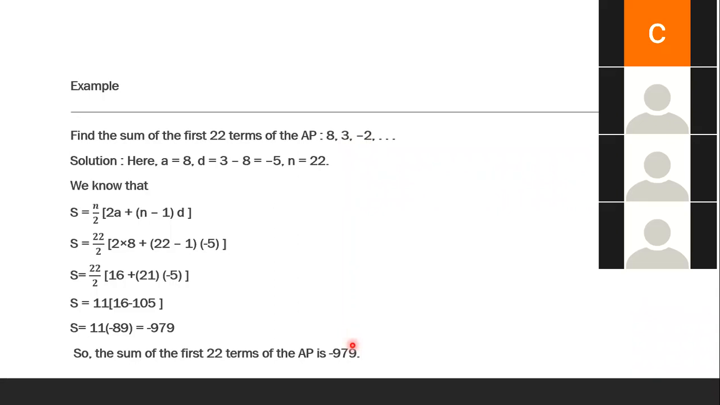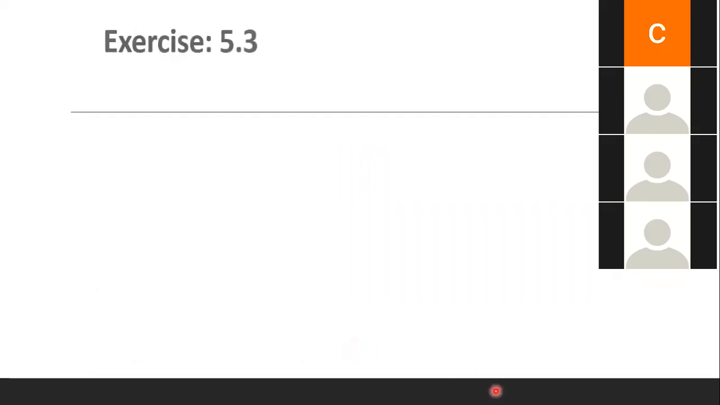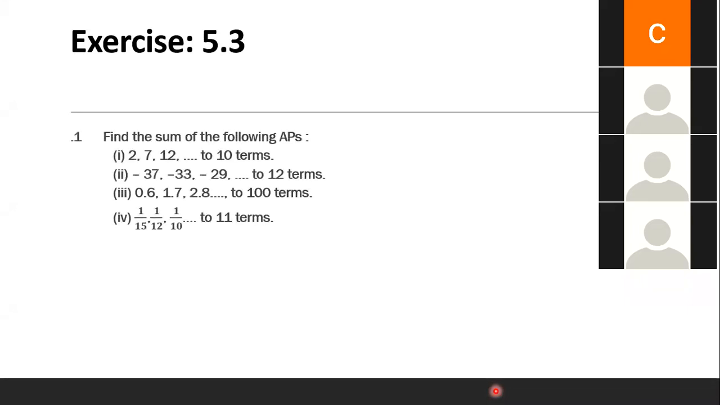Any doubt in the sum, children? No, ma'am. I'll show one exercise, 5.3. Easy, children, the easiest questions I'll take. Exercise 5.3, 2 sums I'll explain. Here there are 4 questions: 2, 7, 12 to 10 terms; minus 37, minus 33, minus 29 to 12 terms; and then decimal numbers and fraction numbers.